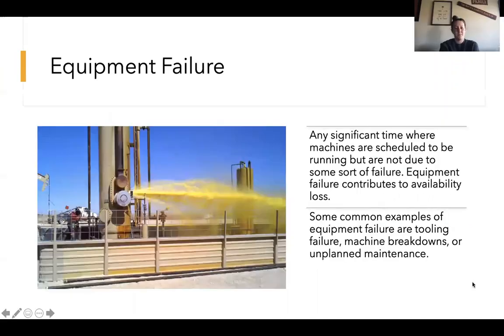So the first big six is equipment failure, and this is when any significant time is lost due to machine failure. So some common examples are tooling failure or machine breakdowns.